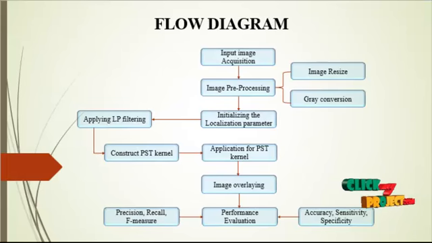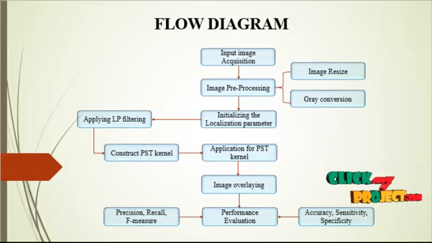Let's see the flow diagram of our project. In the flow diagram, first we are going to see the input image acquisition stage. In that image acquisition stage, the images are collected from the dataset for the process. So first the images in the dataset are taken from the dataset for the processing.